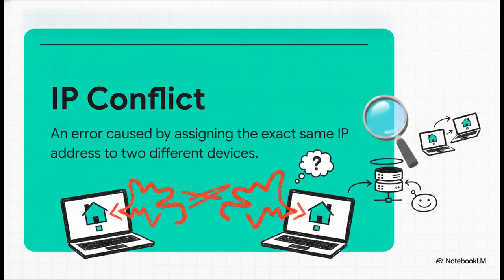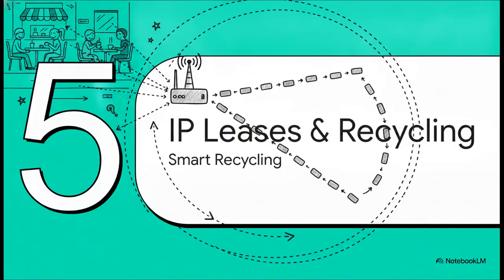Now, that human error part is absolutely crucial, primarily because of something called an IP conflict. An IP conflict is a super frustrating network error caused by manually assigning the exact same IP address to 2 different devices. If a tired technician accidentally gives two laptops the exact same digital home address, neither of them will be able to connect properly. They just clash. The automated nature of DHCP completely eliminates this risk by keeping a flawless computerized tally of exactly who has what address. Let's hit our final section.